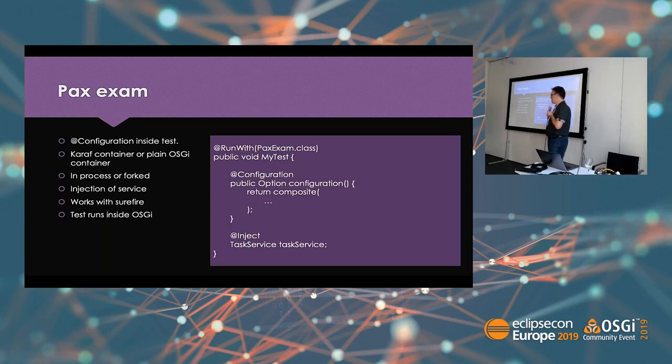It can also work in process or forked. Whenever possible, you should work in process, but sometimes it doesn't work well. Then you switch to forked, and this covers normally these cases. But fork means you need remote debugging if you want to debug into your code. So whenever possible, you should try with in-process. And these tests run inside OSGi. Basically, your test will be deployed into the running framework and called either in-process or via RMI to talk to your OSGi framework.